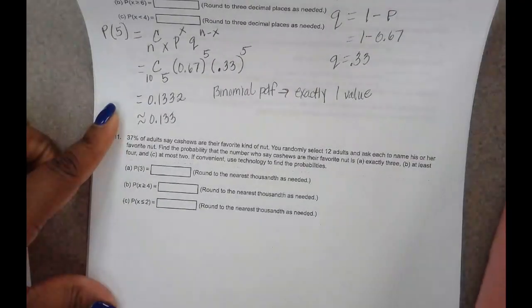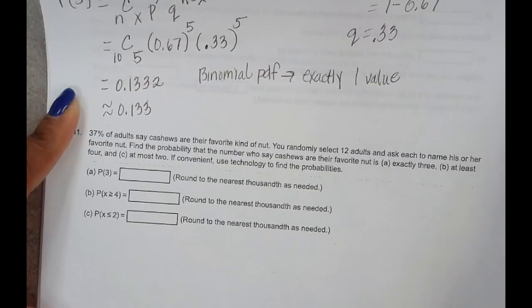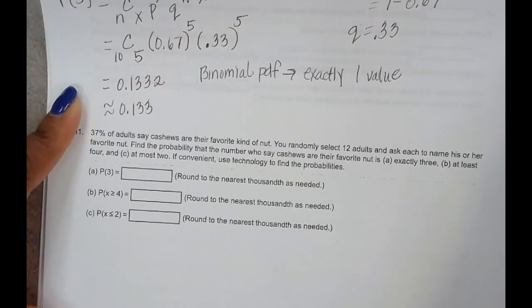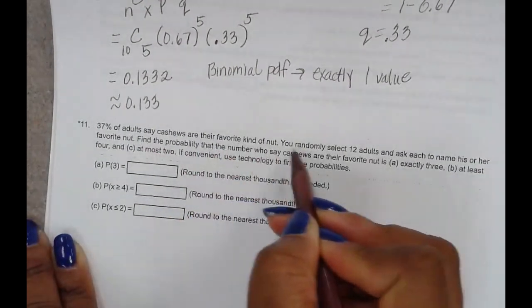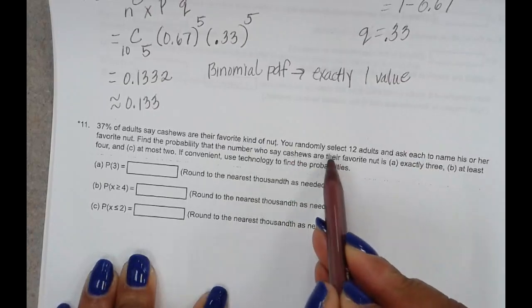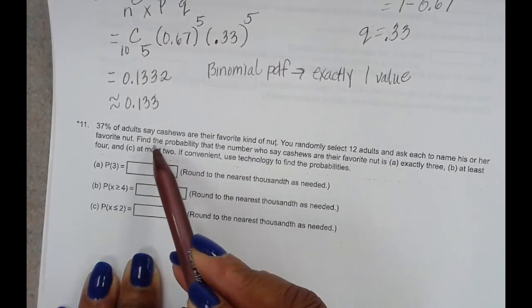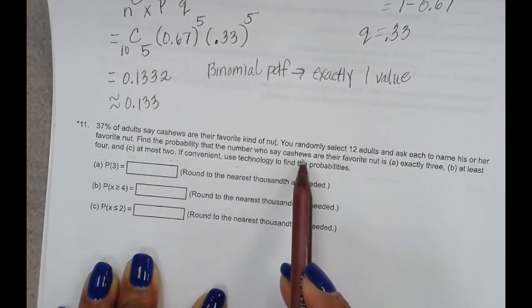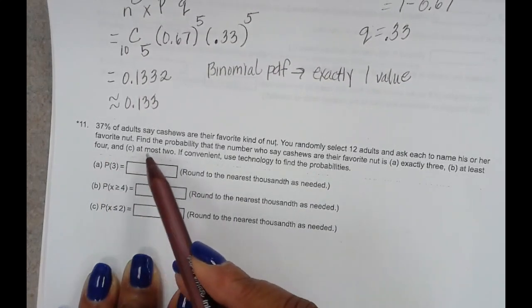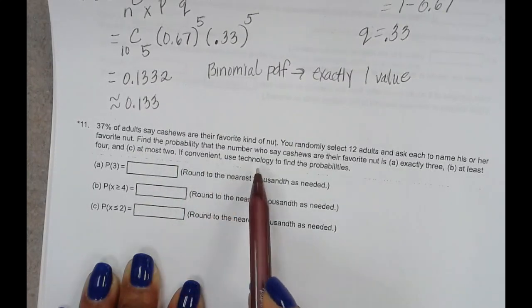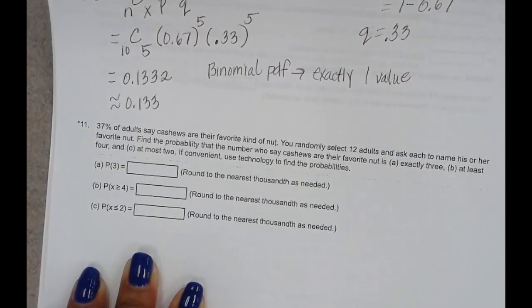Zoom in a little bit there. Alright. So it says 37% of adults say cashews are their favorite kind of nut. You randomly select 12 adults and ask each to name his or her favorite nut. Find the probability that the number who say cashews are their favorite nut is exactly 3, at least 4, and at most 2. If convenient, use technology to find the probabilities. It is convenient. We will use technology to find the probability.